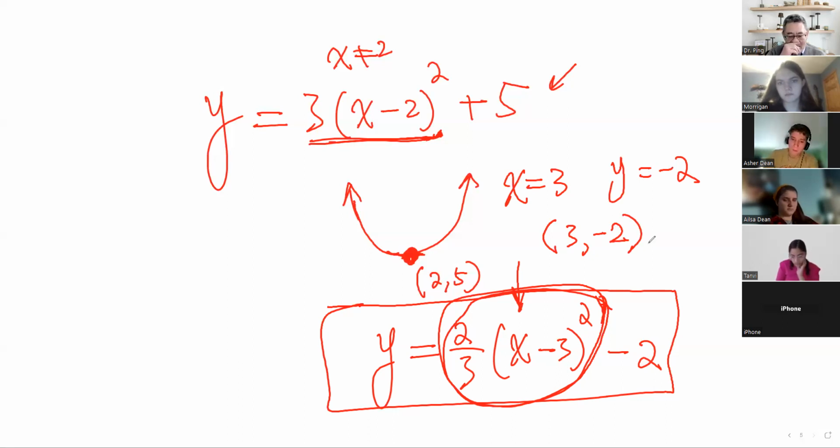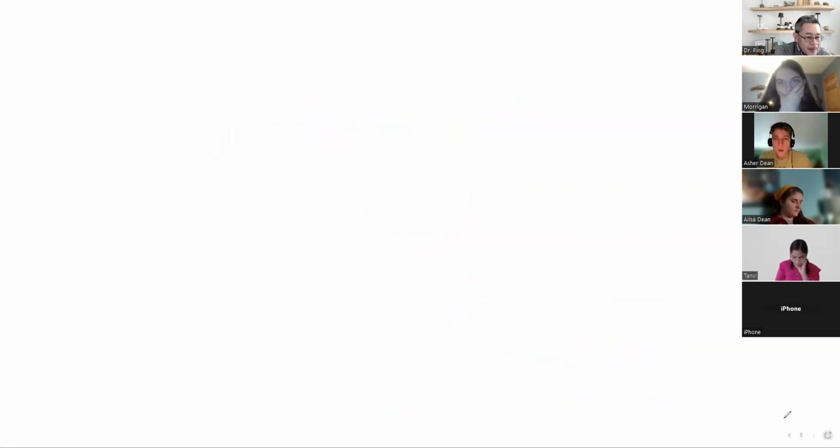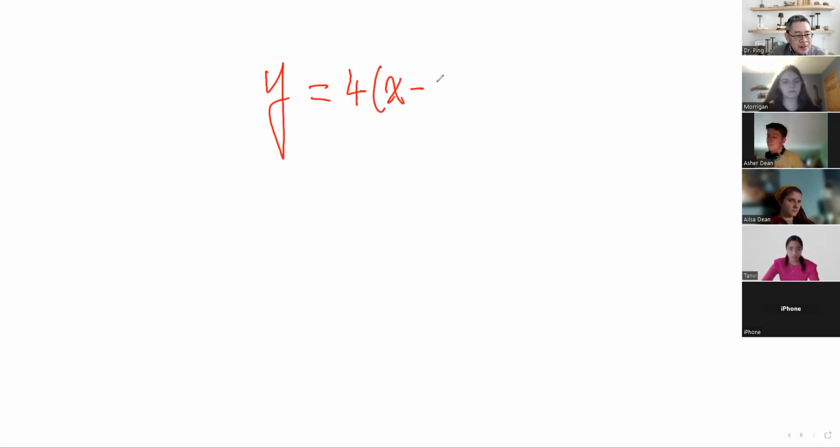Good. Okay, I'll give you another. So y is equal to 4 times (x minus 2) squared plus 7. So what is the vertex point?